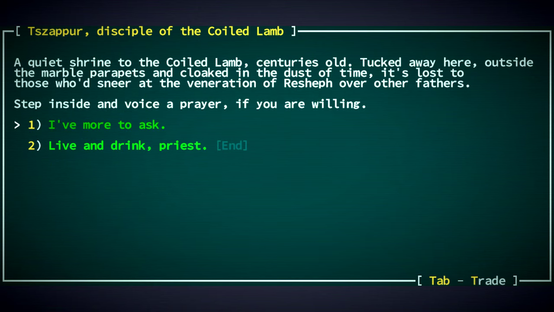And what's inside the tent? A quiet shrine to the Coiled Lamb, centuries old, tucked away here outside the marble parapets and cloaked in the dust of time, it's lost to those who'd sneered at the veneration of Reshef over their fathers. Over other fathers. Step inside to voice a prayer if you are willing.